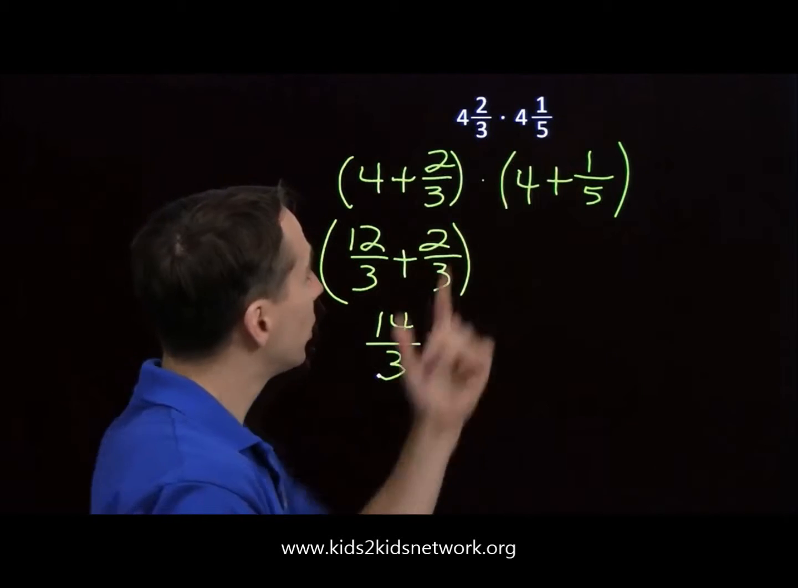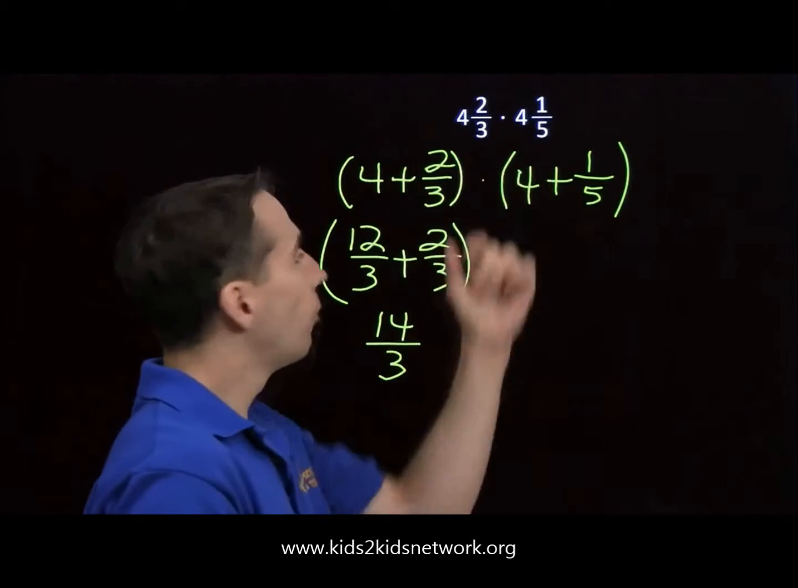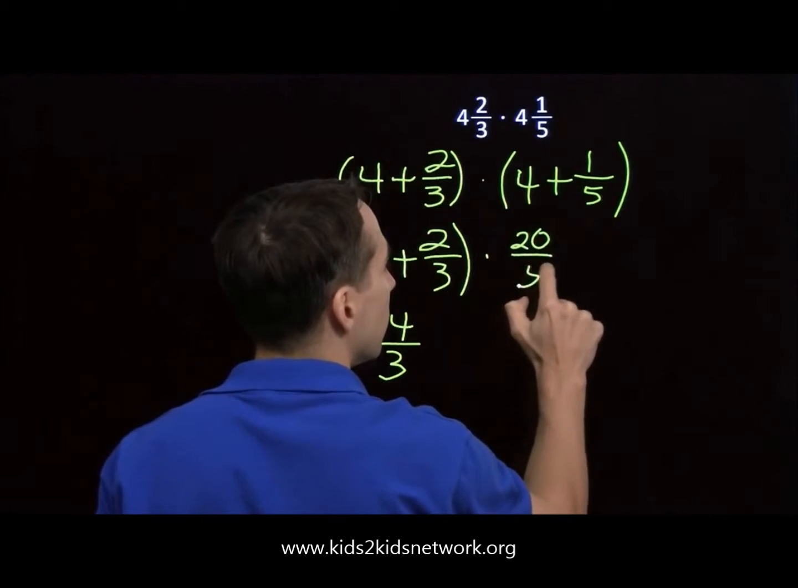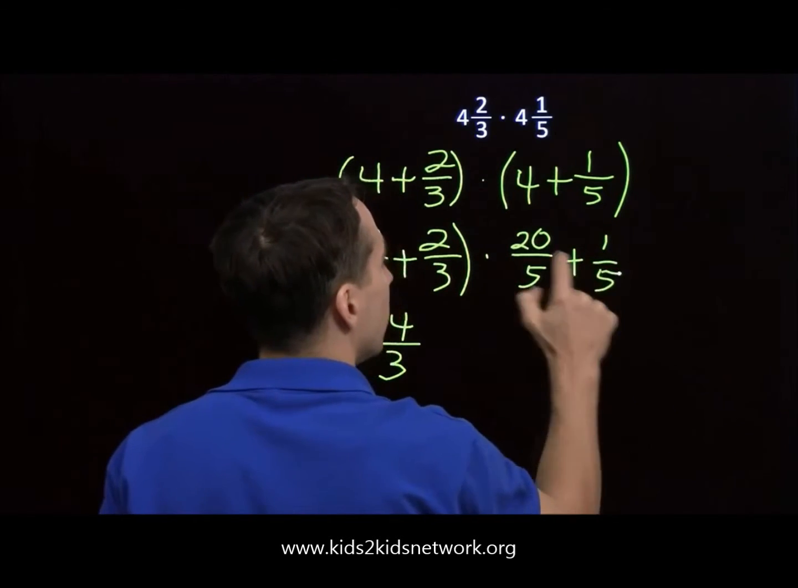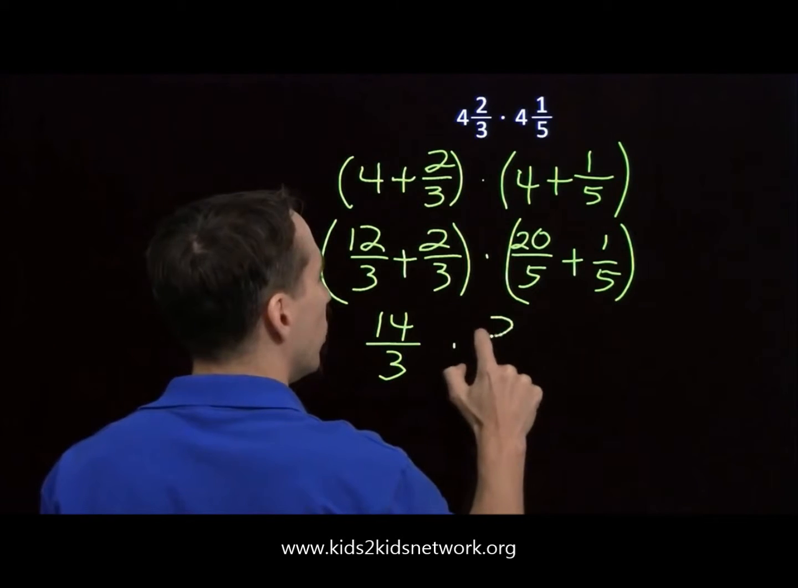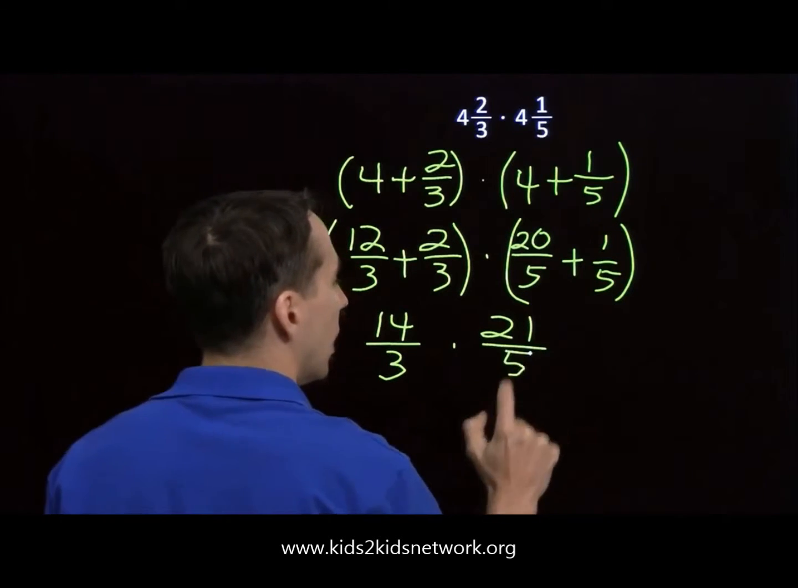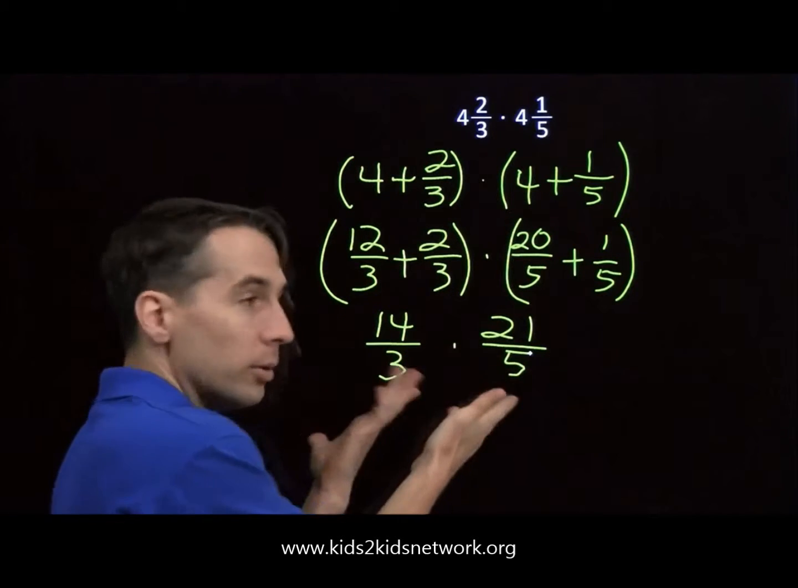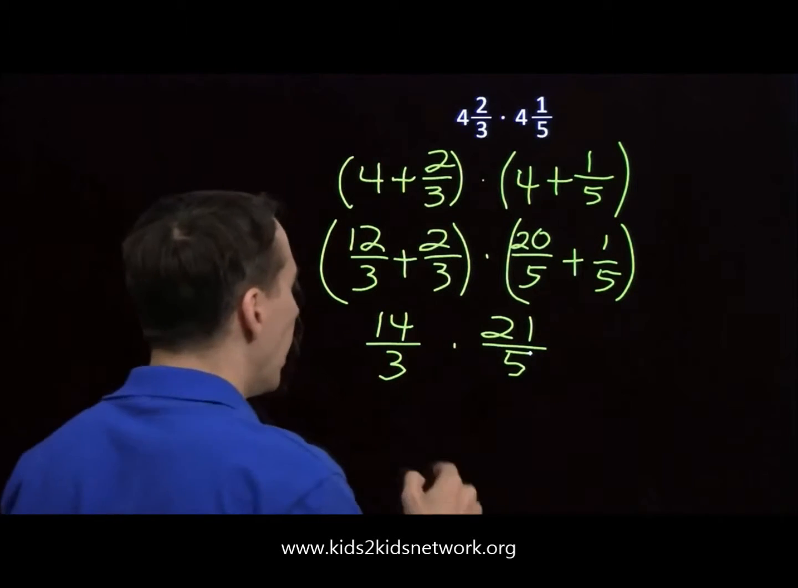We can do the same thing over here with the 4 and a 5th. 4 is just 20/5. We add on the 1, and we'll get 21/5. I usually skip this step in the middle. I just think it up here in my head. Now, we can multiply fractions. We know how to do this.